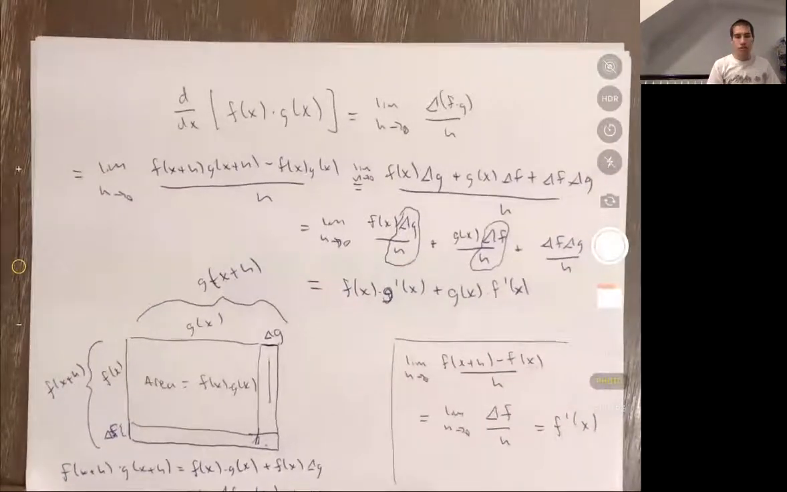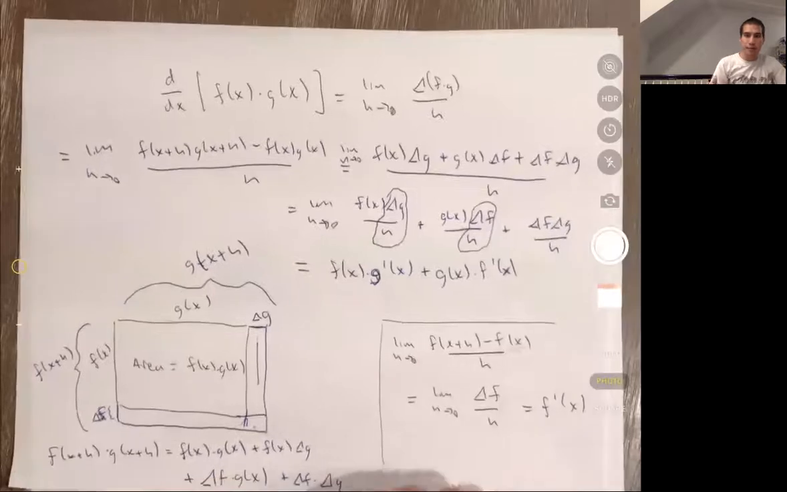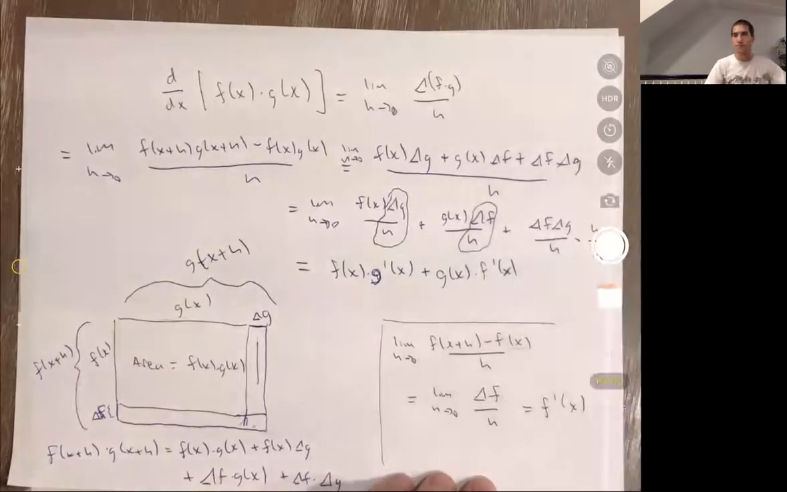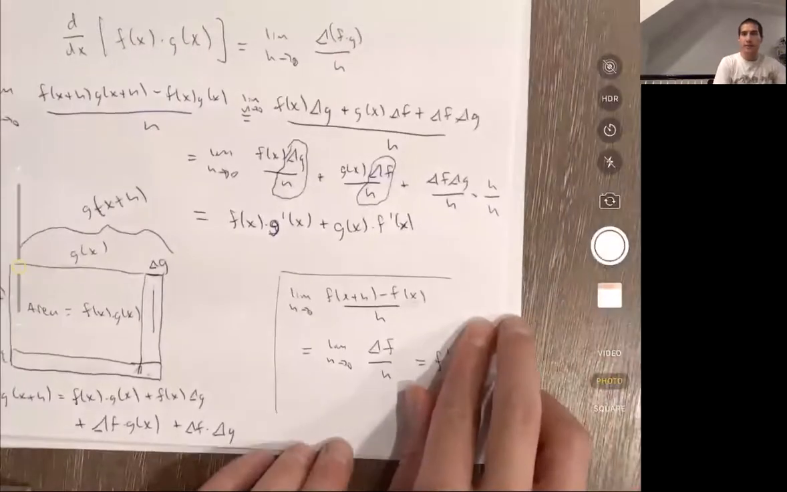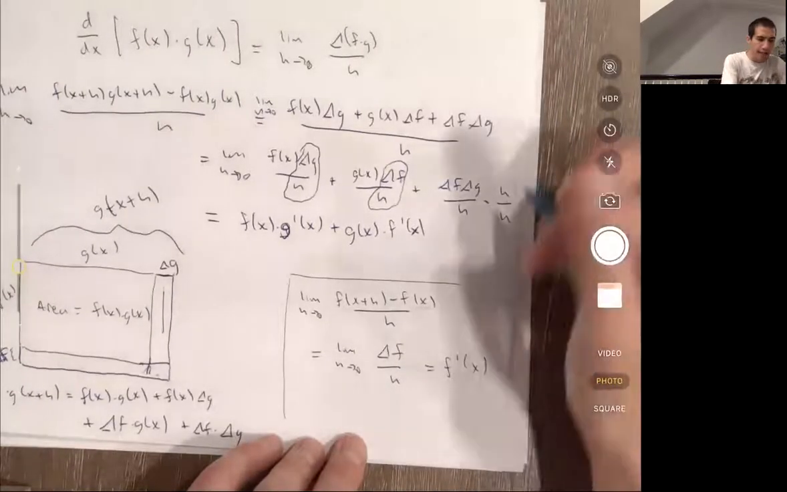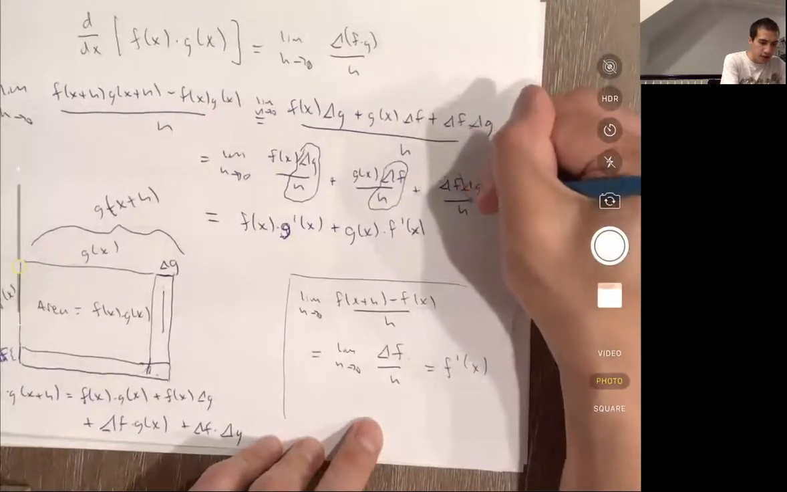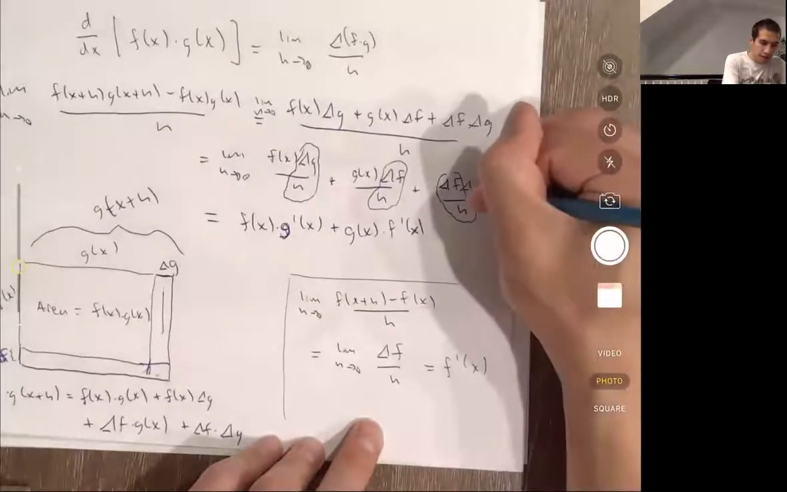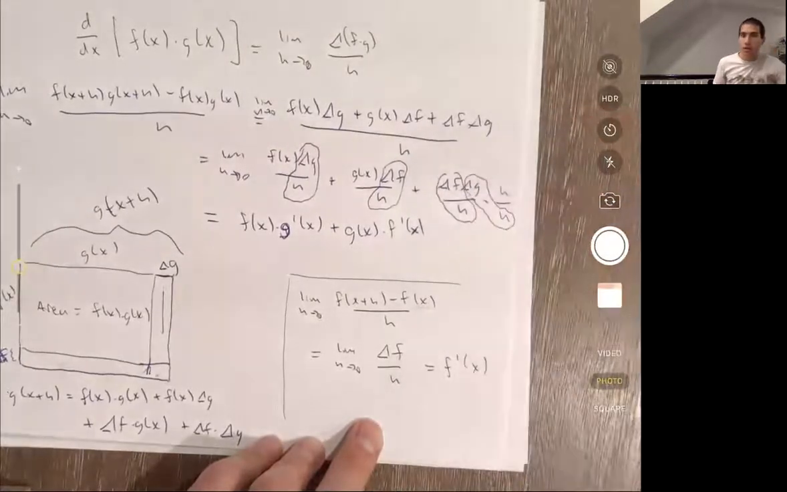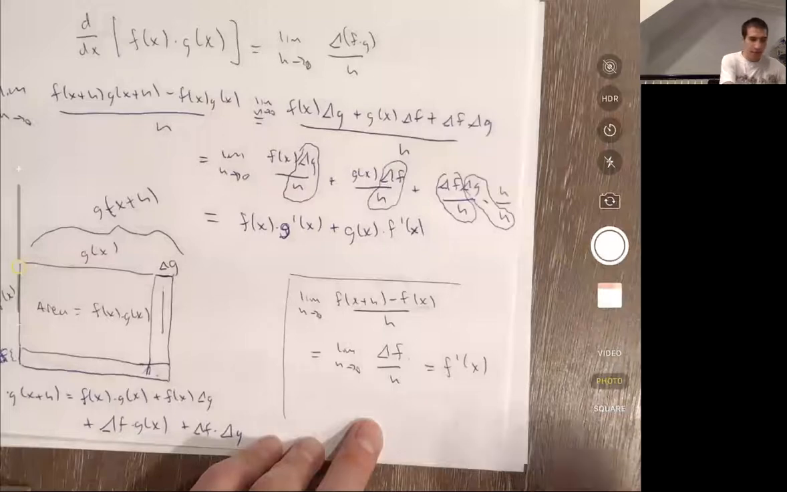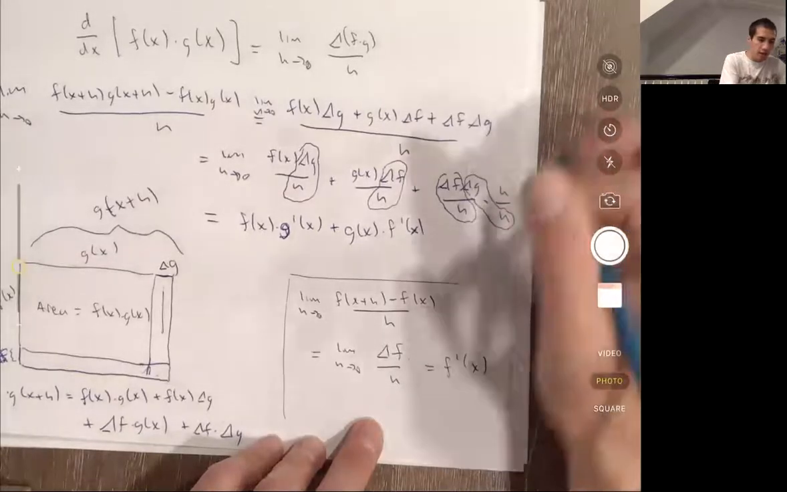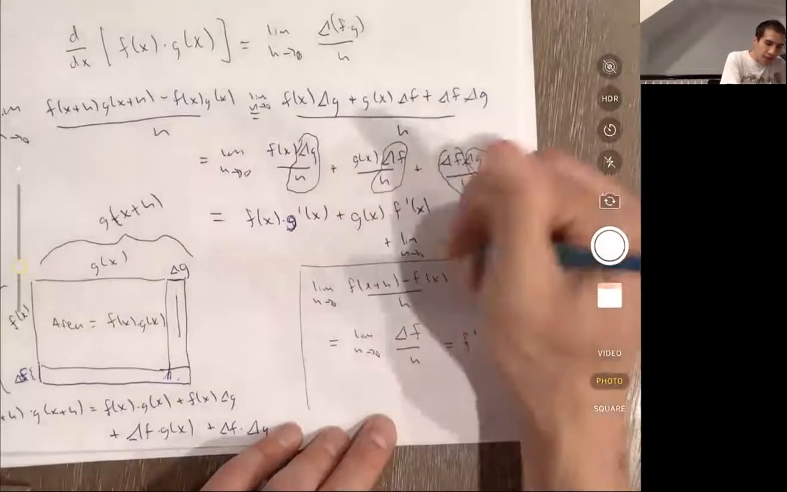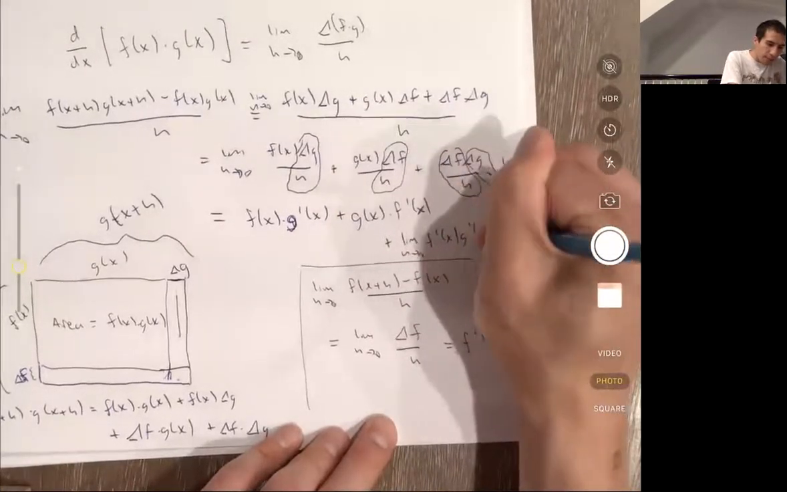And now to compute the third one, I'm going to have to multiply by 1. So I'm going to multiply this thing by h over h. And now if I take the limit as h goes to 0, this term looks like the derivative of f. This term looks like the derivative of g. And this is h. So this is this thing plus the limit as h goes to 0 of f prime of x, g prime of x times h.